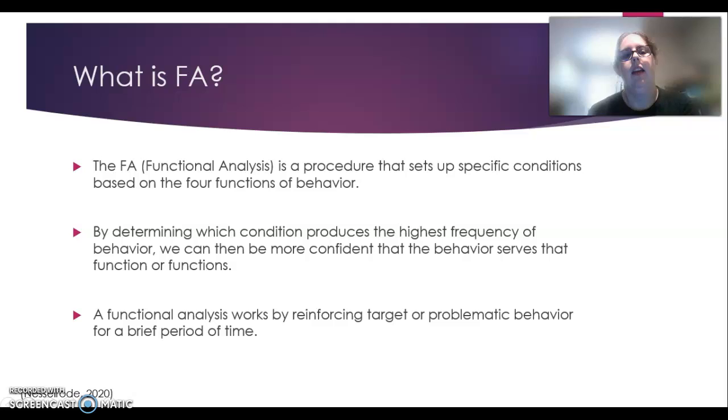What is an FA? The FA, which is also known as functional analysis, is a procedure that sets up specific conditions based on the 4 functions of behavior. We have attention, tangible, escape, and sensory types of functions; some behavior is attention seeking, some is escape. By determining which condition produces the highest frequency of behavior, we can then be more confident that the behavior serves that function or functions. So basically, a target behavior can also have more than one function. The FA runs through the 4 functions. It works by reinforcing the target or problematic behavior for a brief period of time.